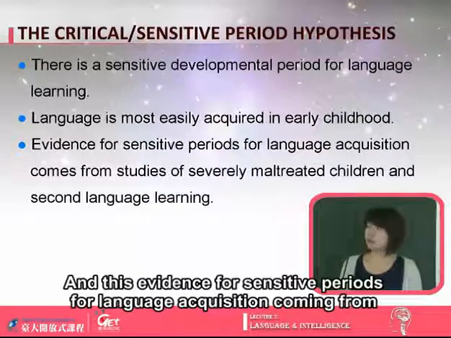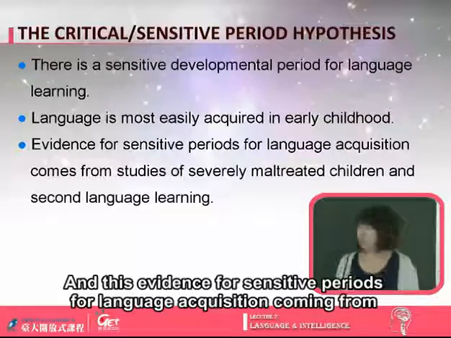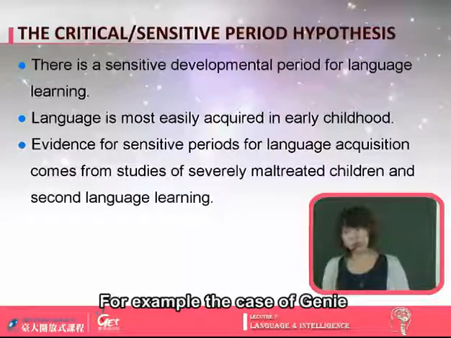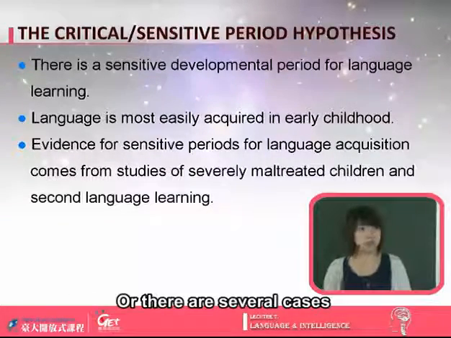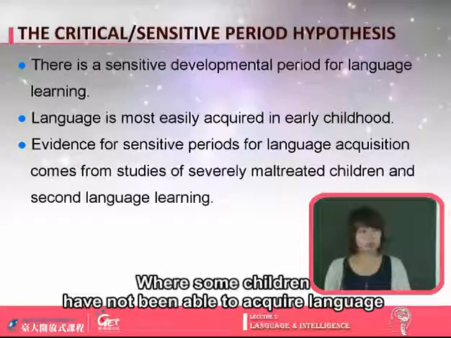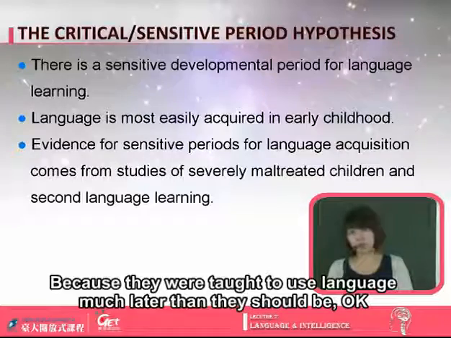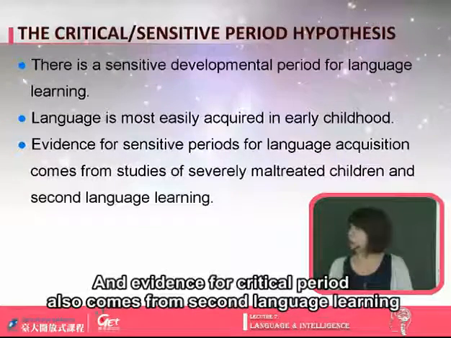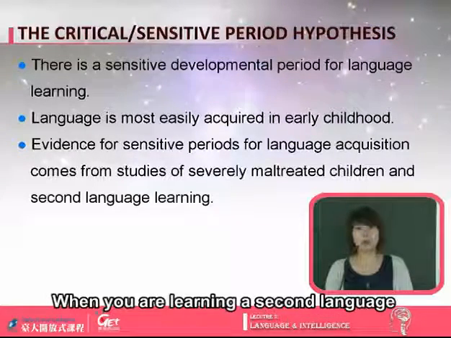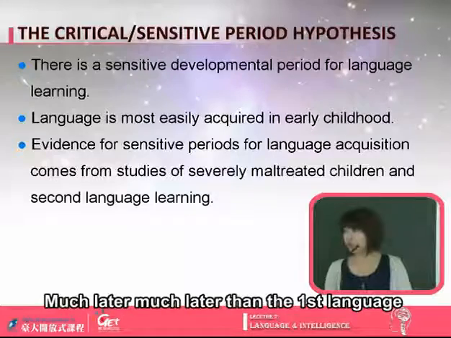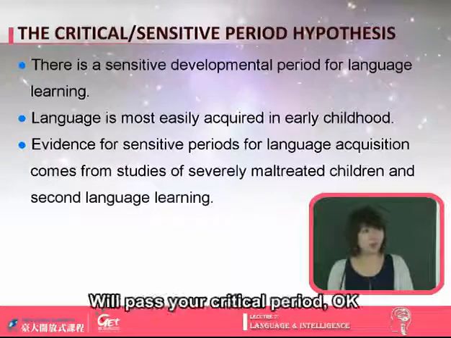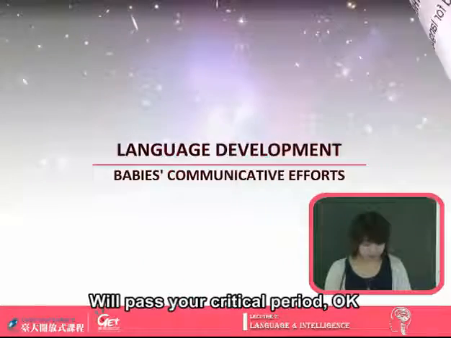And there's evidence for sensitive periods for language acquisition coming from, for example, the case of Jeannie, or there are several other cases where some children have not been able to acquire language because they were taught to use language much later than they should be. Okay, and evidence for critical period also comes from second language learning, when you're learning a second language much later than the first language, well past your critical period. Okay.